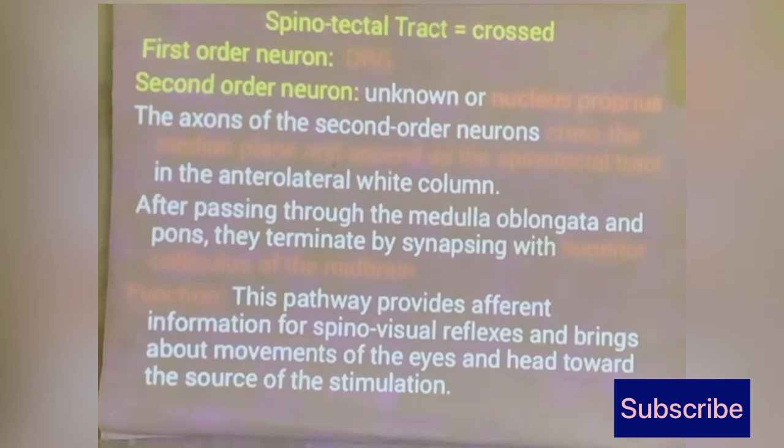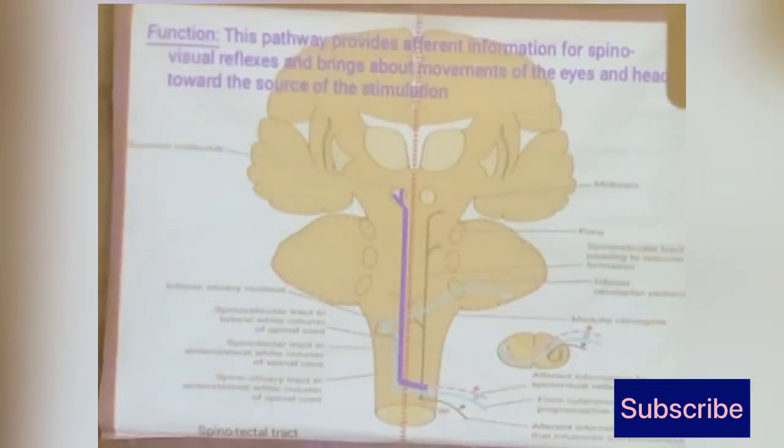It is responsible for someone involuntarily turning his eyes and head towards the visual stimulus. Are you clear? So now this is the function of the spinotectal tract. The other one I've already made mention of. And so you can see the first order neuron, which is this one in blue here. The first order neuron, you can see it, is in the dorsal root.